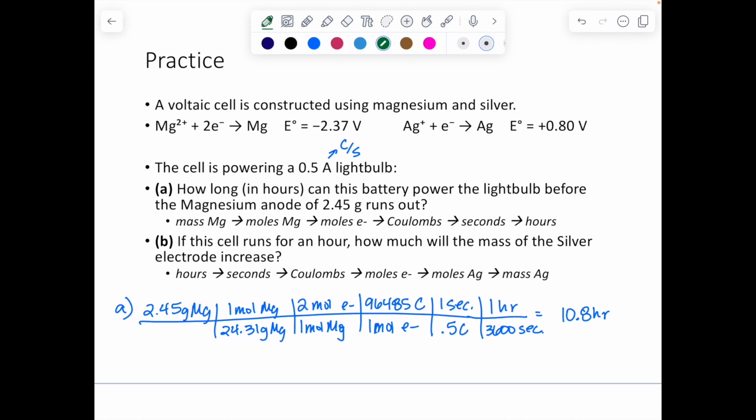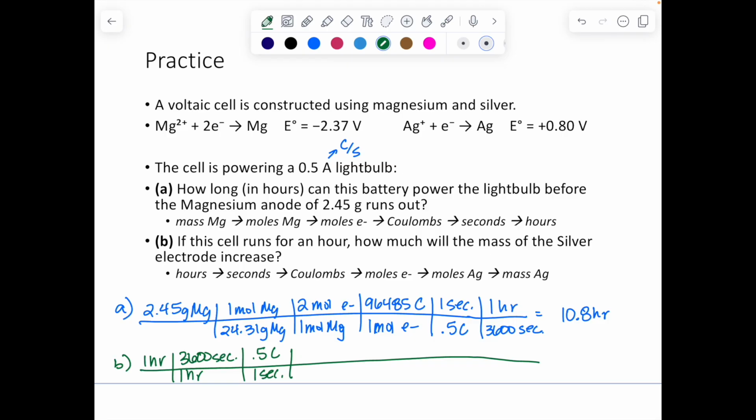All right, B, if the cell runs for an hour, how much will the mass of the silver electrode increase? So now we're going to go backwards where they're giving us the time, and they also want to know about the other electrode. They want to know about silver. So we're running for 1 hour. We just did this a second ago, 1 hour is going to be 3,600 seconds. We know that we have a 0.5 amp light bulb, which is 0.5 coulombs per 1 second.